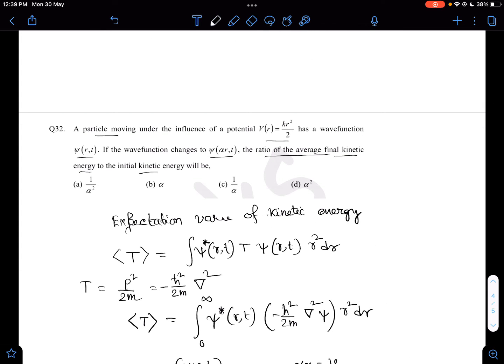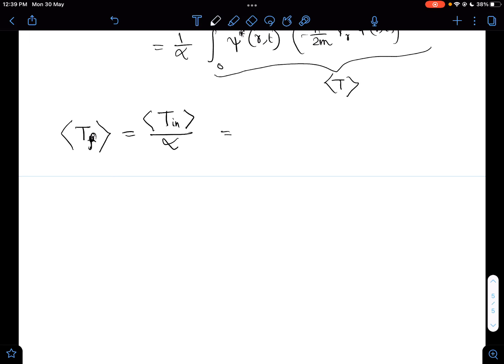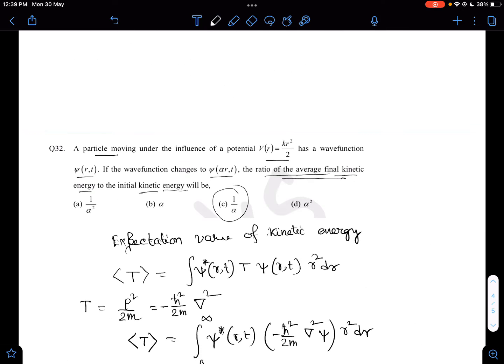So the ratio of the average final kinetic energy to the average initial kinetic energy will be 1 by alpha. So this ratio we find to be 1 by alpha. So this is our correct answer.